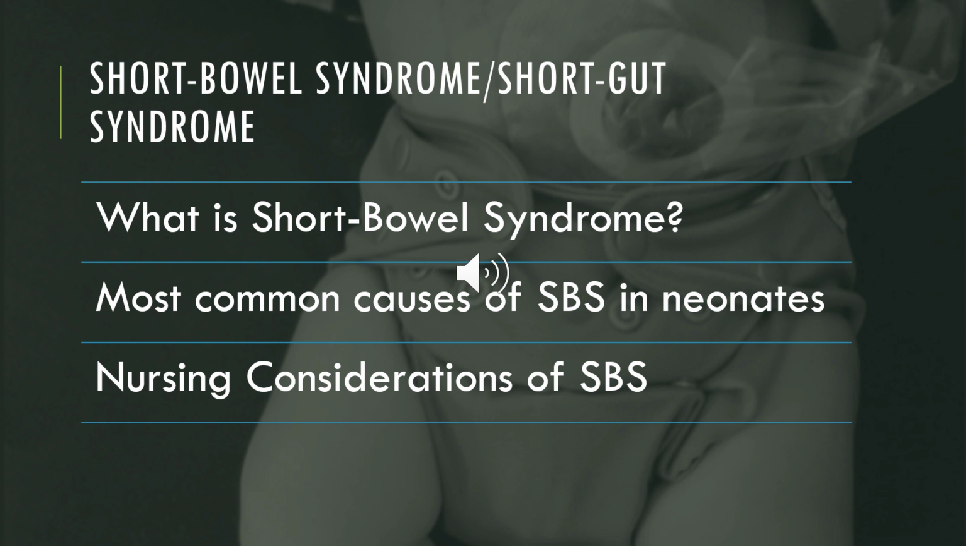Necrotizing enterocolitis associated with prematurity is also a cause of short bowel syndrome. Intestinal ischemia related to malrotation and volvulus, and Crohn's disease, which is unfortunately a common occurrence in pediatrics. Nursing considerations with short bowel syndrome include nutritional deficiencies, malabsorptive diarrhea, dehydration, vomiting, bloating, GERD, failure to thrive, drug toxicities, and sepsis.